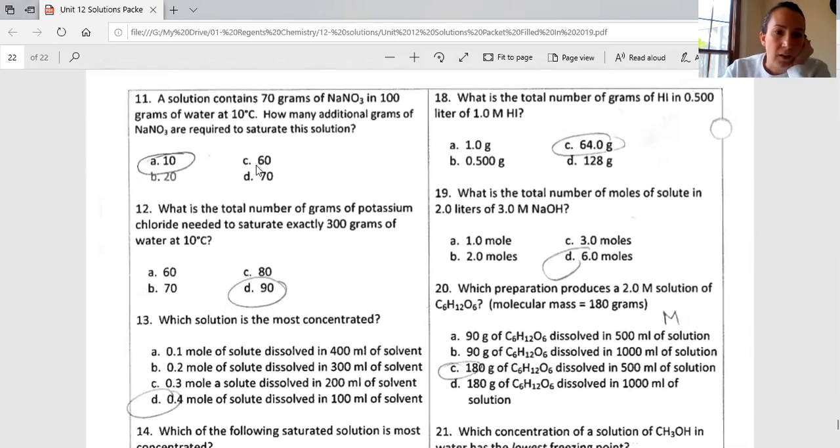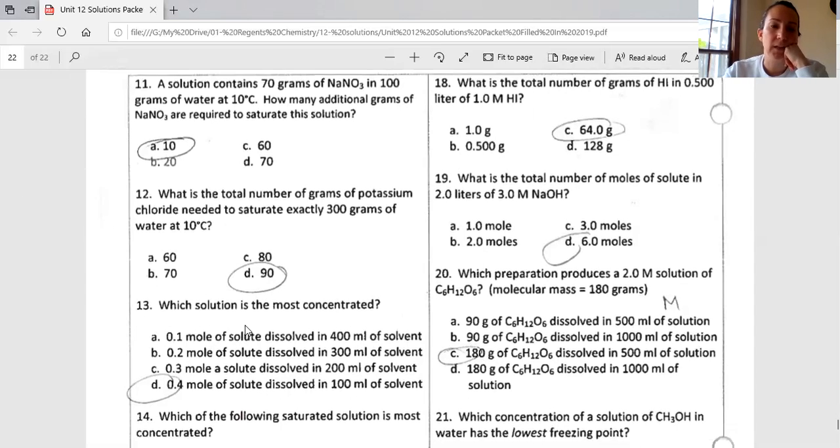Okay, 12. So this is asking for how much potassium chloride, KCl, can you saturate in 300 grams? So you have to do it per 100 grams first. So go to 10 degrees, go to where it hits KCl, that's at 30 grams, 30 grams per 100. So if we have 300 grams of water, you would triple it, 90.